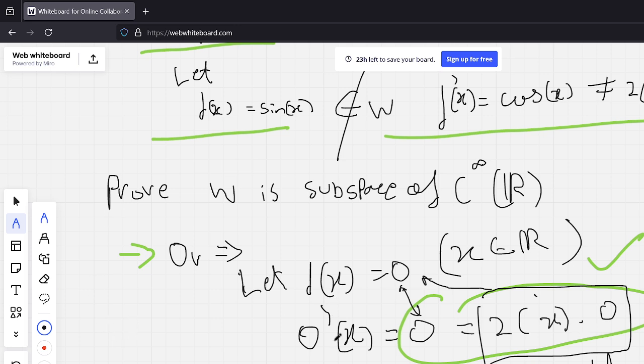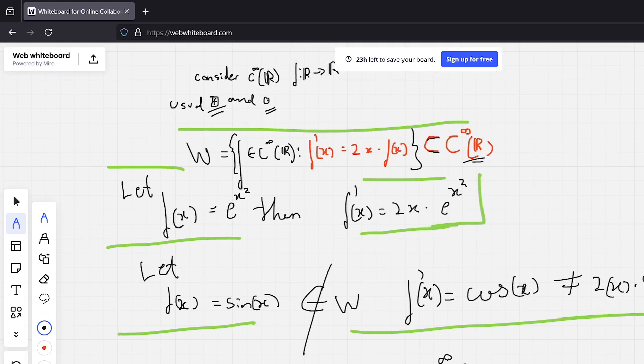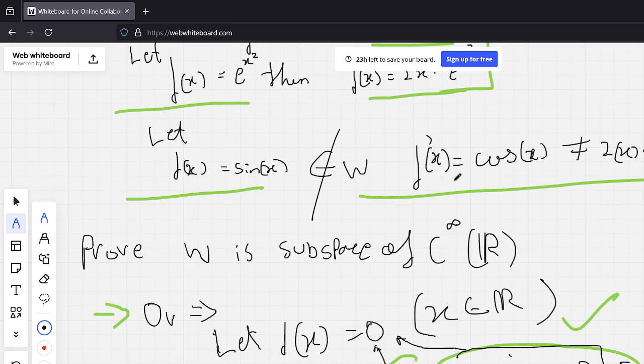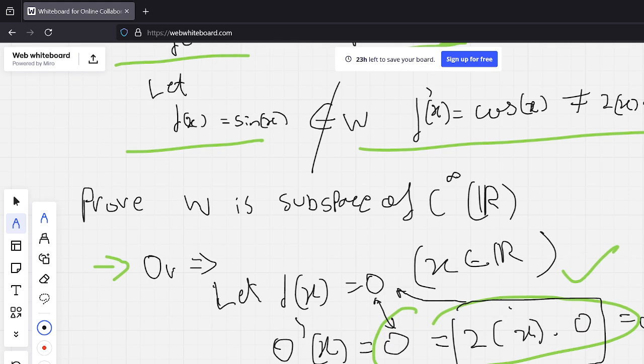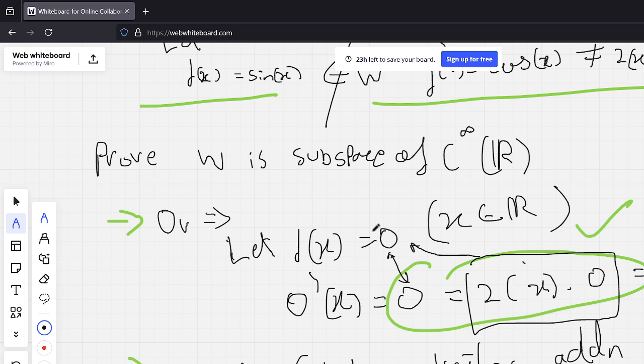But we can still try to prove that it's not an empty set by taking the zero vector. So when we let f of x be 0 and we take its derivative, we get 2x times the initial, which is 0, which would be 0, which makes sense when we follow this. So this is right, and we get the zero vector to be in this set.